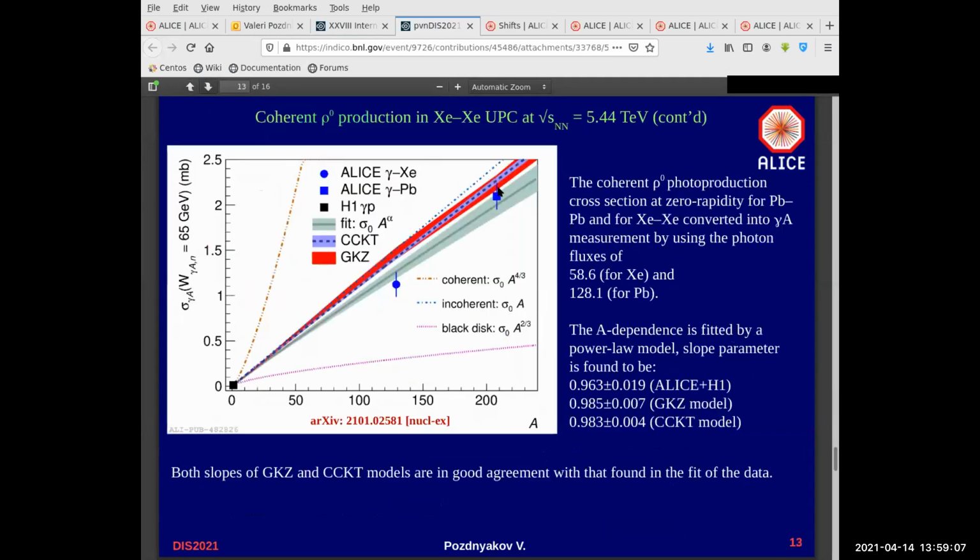So we also fit our data for gamma xenon, gamma lead, and also H1 data with some power law model, and we found that the slope parameter is around unity.